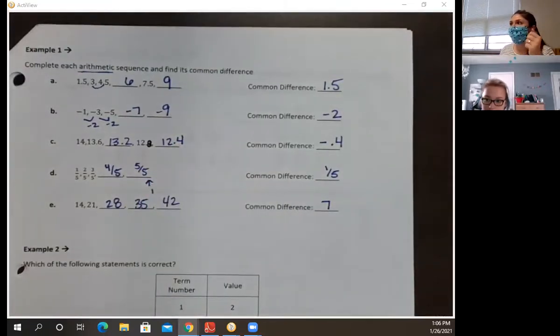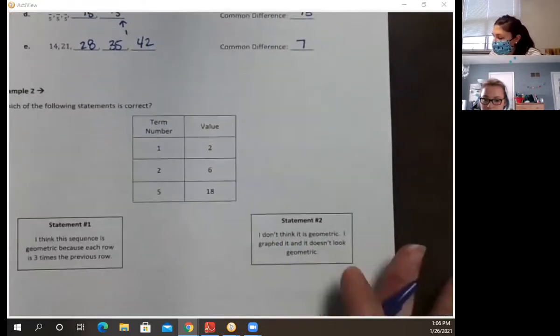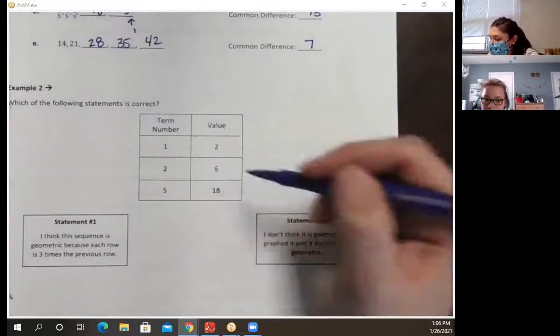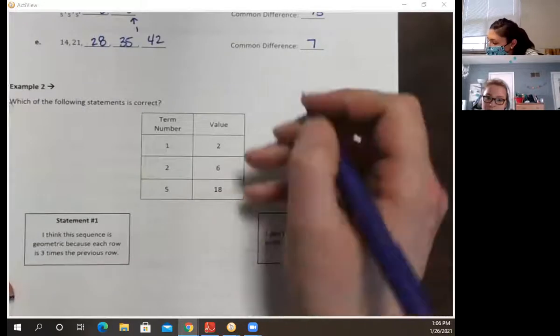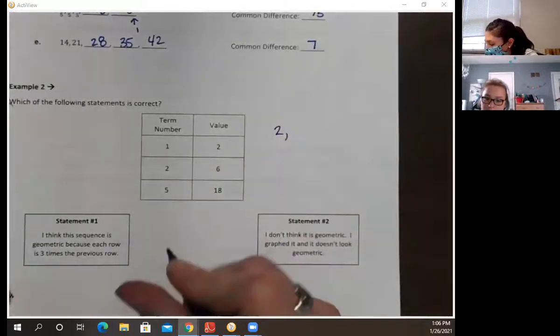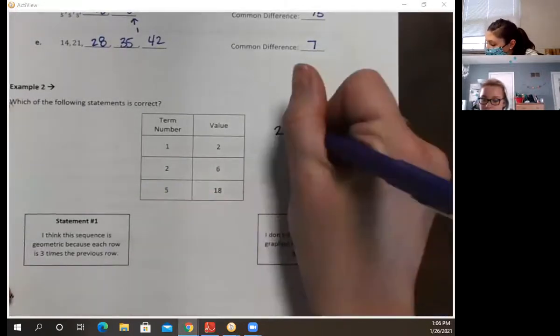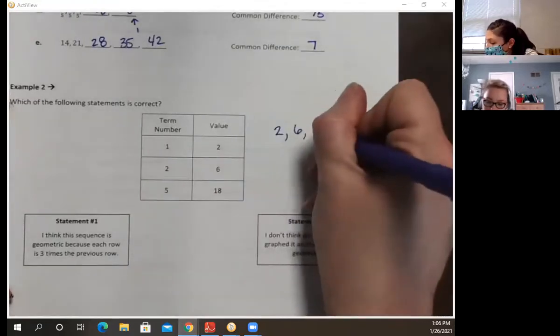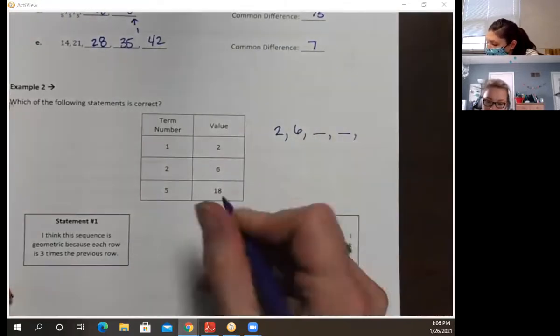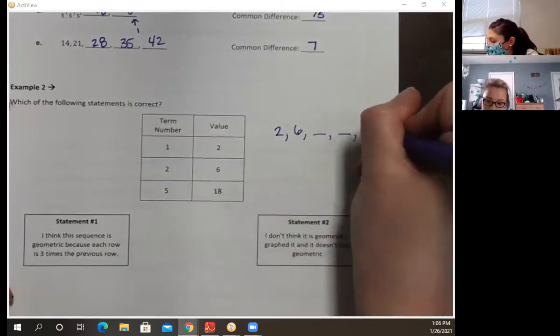Not too terrible? Okay. So let's take a look at the example towards the bottom of page 7. We've got some selected terms from a sequence. So I know that the first term in my sequence is 2. The second term in my sequence is 6. And then the 5th term, so we're skipping terms 3 and 4. The 5th term is 18.